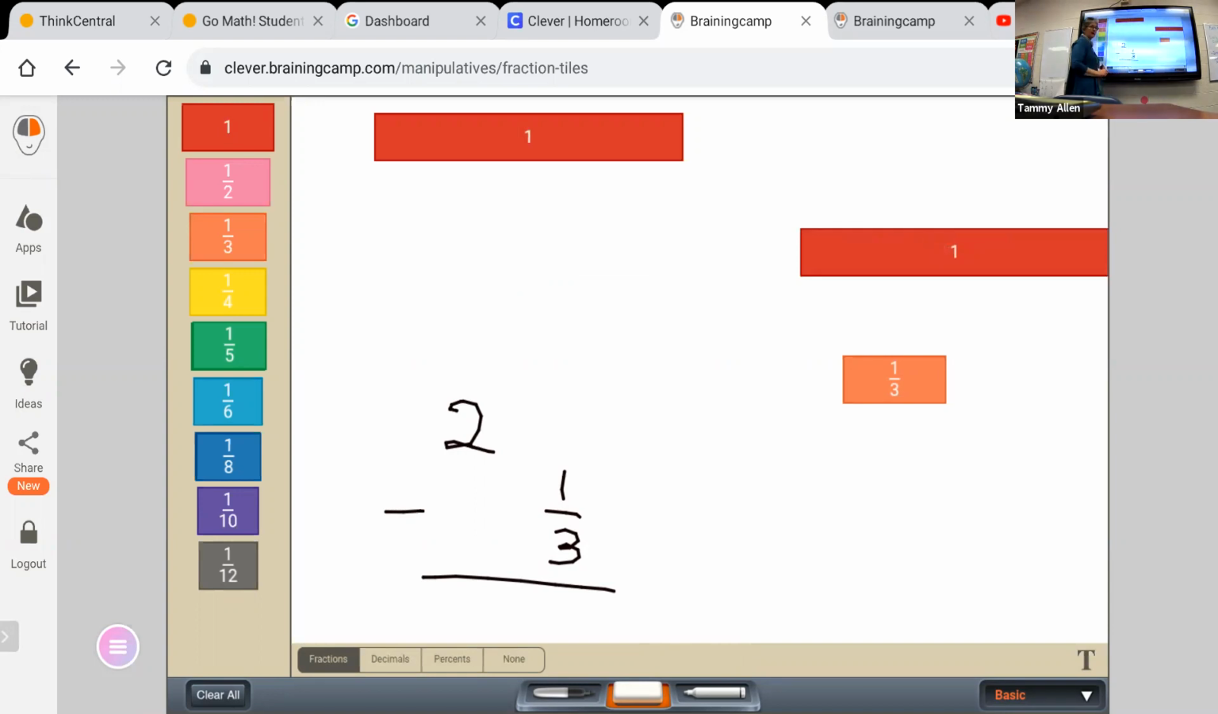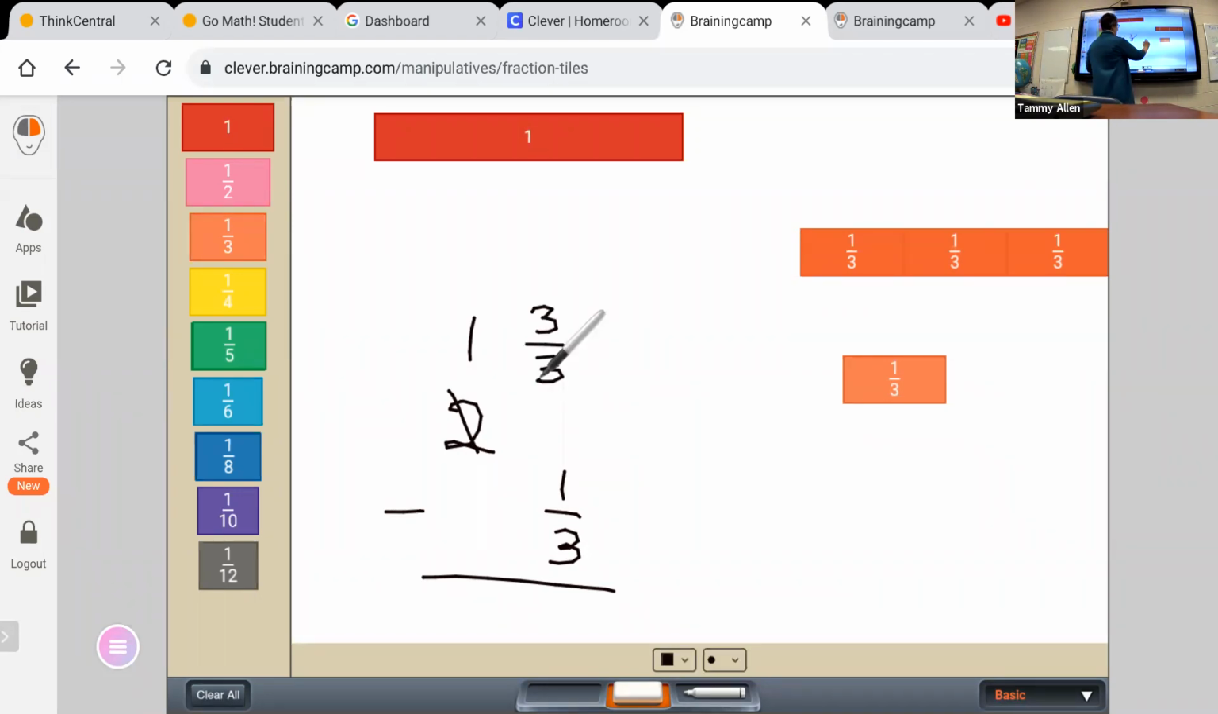We took that over, right? So we borrowed. And that became what? 3/3. So my new problem became 1 3/3 minus 1/3, right? 3/3 minus 1/3 left me with 2/3.